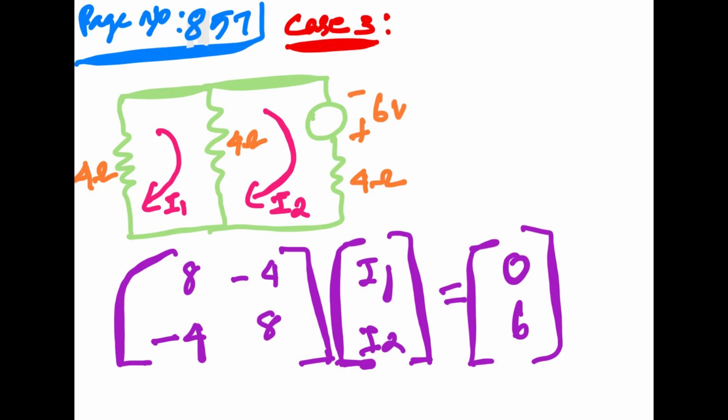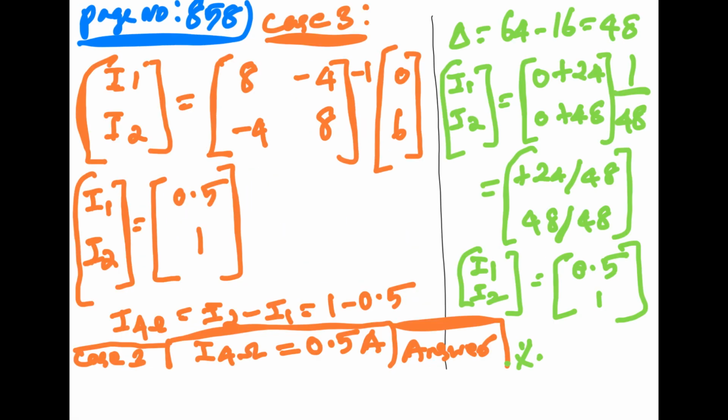Then go to the inverse matrix. For the 2 by 2 matrix on the right side, go to the inverse matrix. Find the cofactor value by hiding the row and column; the remaining number is the cofactor value. Put the signs plus minus, minus plus, that is important. So we obtain the matrix, then multiplication by the 0, 6 matrix, then divide by the determinant value 48. Only then do we find I1, I2 as minus 0.5 and 0.5. The current through 4 ohm is I2 minus I1, that is 0.5 ampere. That is the answer for case 3.